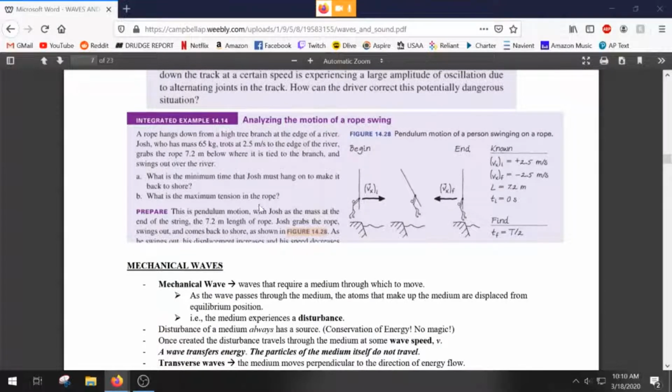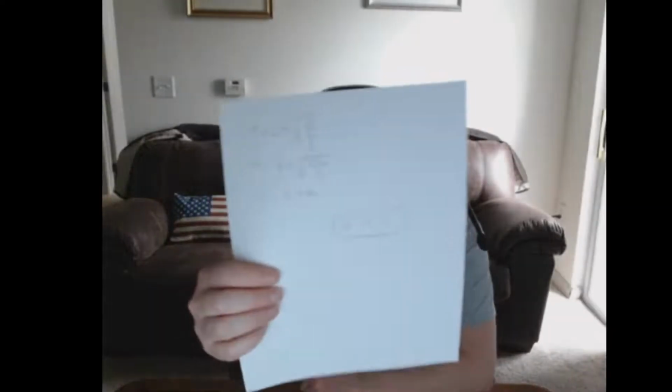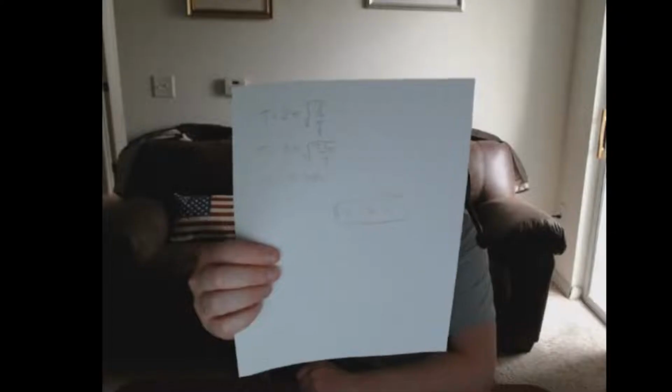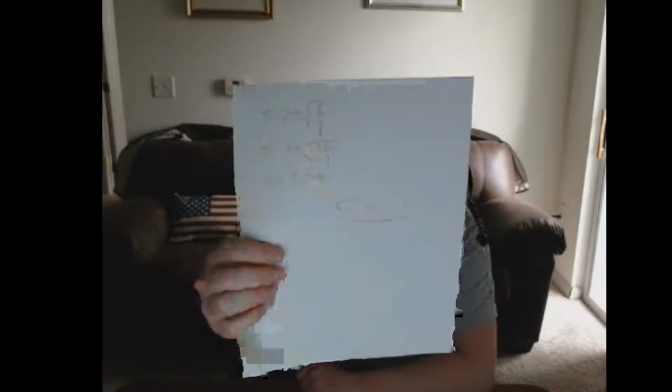All right, so we okay with how we found the time it takes for him to get back to shore? So again, use the period equation, right? Plug in the length of the string there, and then recognize that it takes half the period to swing there and back, so you get 2.7 seconds.